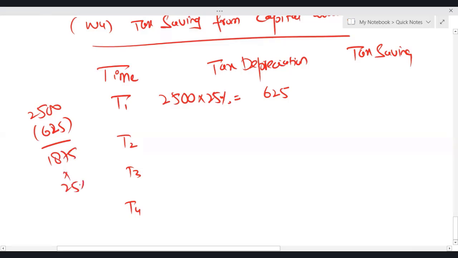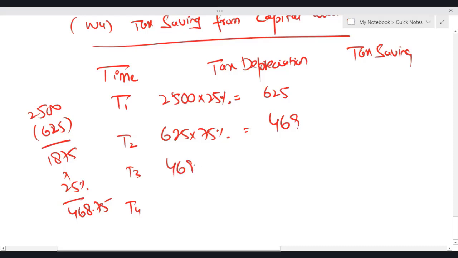If I take 25% of 1875, I'm getting 468.75. Instead of this, the shortcut is just take 625, take 75% of that. Obviously, 468.75 means 469. Then 469 into 75%. I'm getting 352 with a little bit of rounding off.